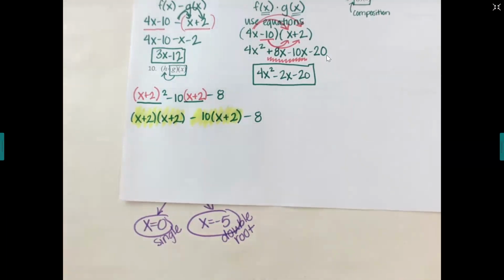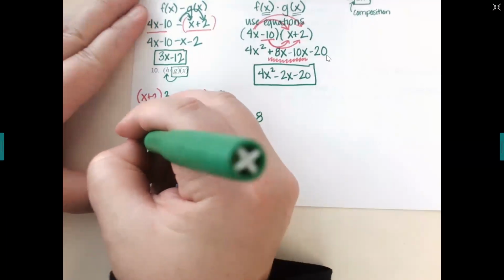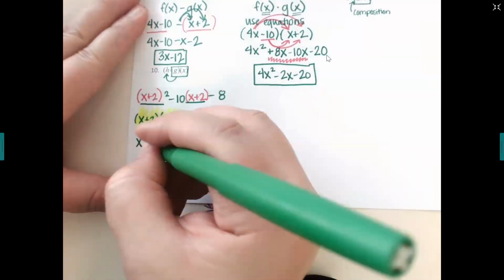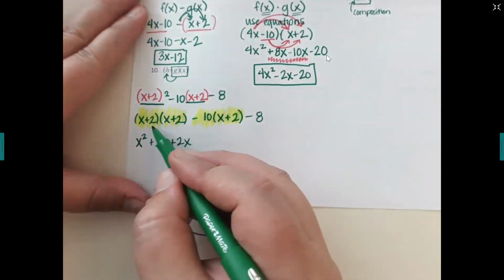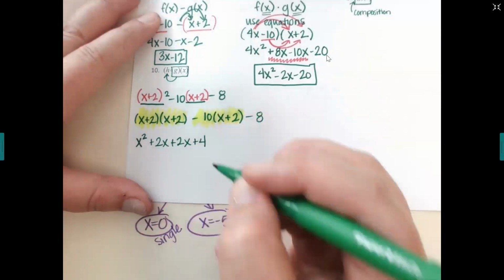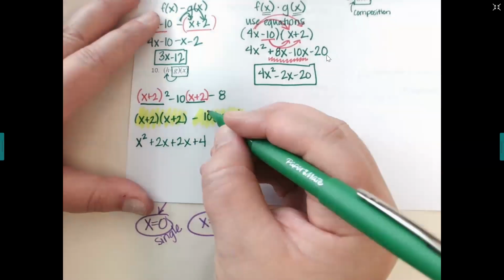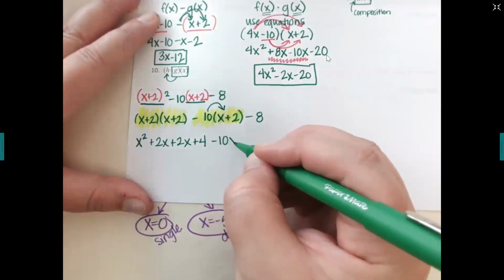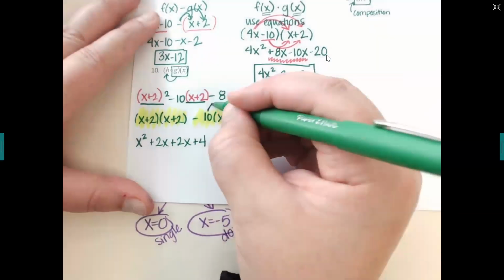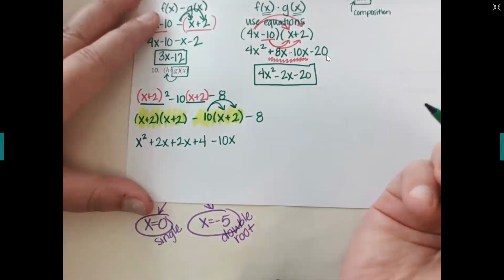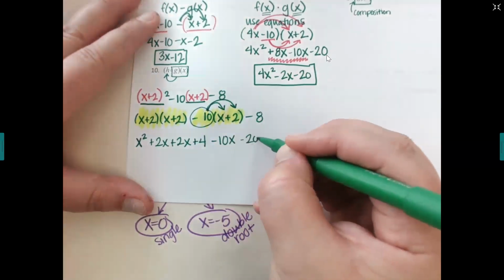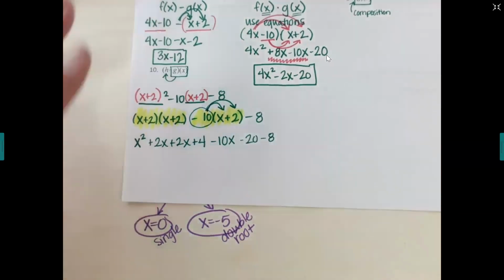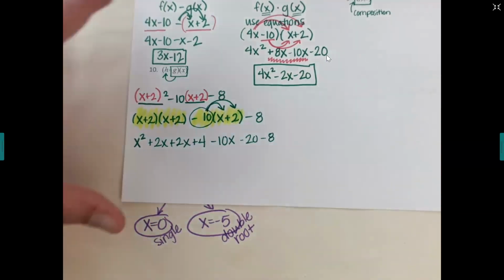All right, let's see what you got. So x and x make x squared. Then you should have a 2x from the outside and a 2x from the inside. And then your L in the FOIL would be 2 times 2, which is a 4. Second term, you're timesing in this 10. So minus 10x. And then what sign on the 20? Minus 20. Because remember, this is a negative 10 times 2. And then minus 8. Okay, then you have a calculator, put together your like terms.